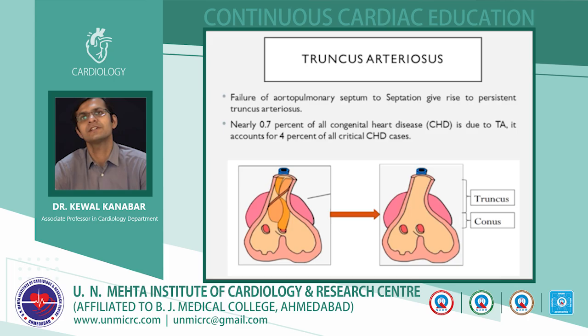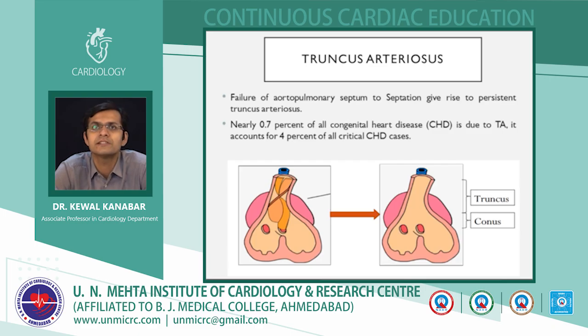Now let us discuss the first conotruncal anomaly, that is the truncus arteriosus. Now truncus arteriosus primarily develops because of the failure of the septation of the aorticopulmonary septum or the conotruncal septum. So if this conotruncal septum or the spiral septum or the aorticopulmonary septum does not develop, then it results in an embryonic condition which is something very similar to what was present in the early intrauterine life. That is, there is a single large vessel, and this single large vessel is called the truncus arteriosus.